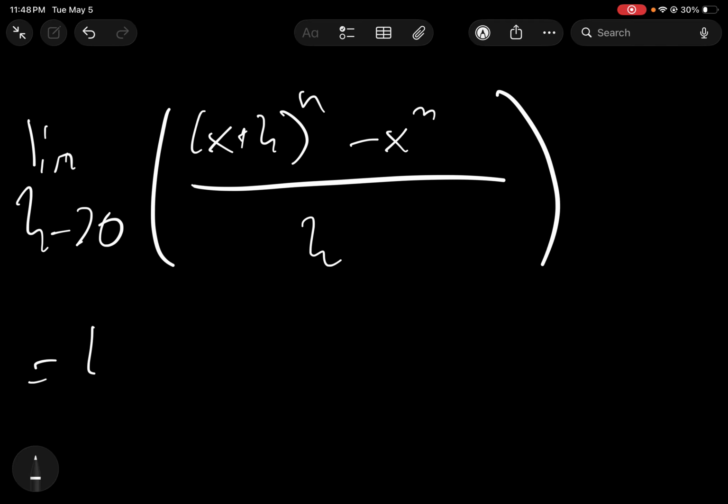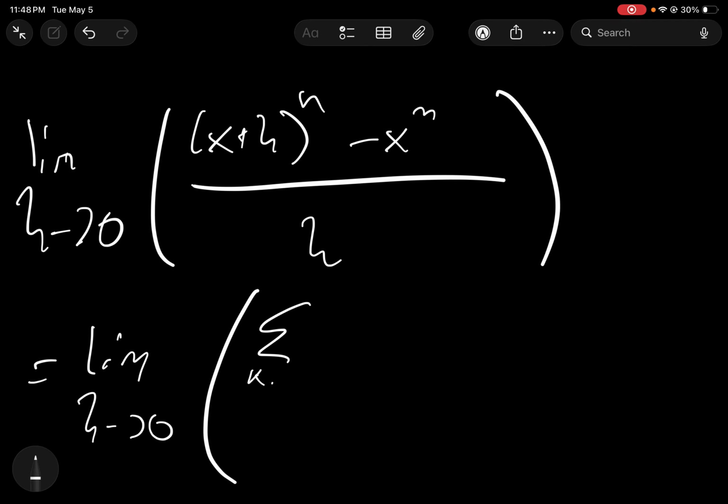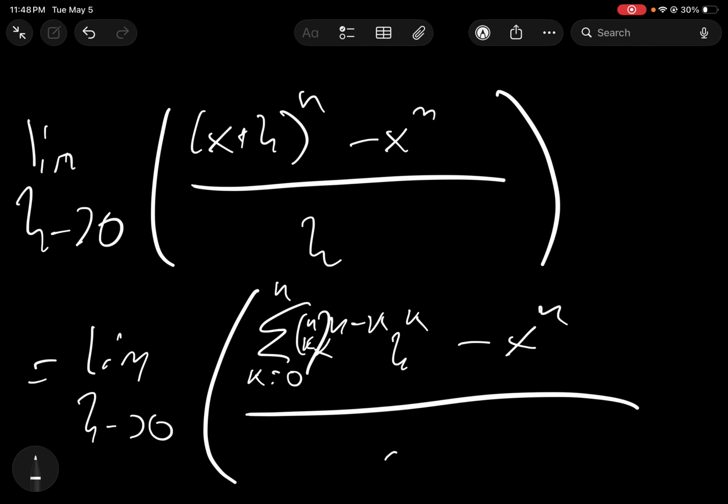And then we can simplify what's in there using the binomial theorem. So this becomes the summation from k equals 0 up to n of x to the n minus k, and then we have h to the k, and I forgot the n choose k here at the start, and then that's minus x to the n all over h.